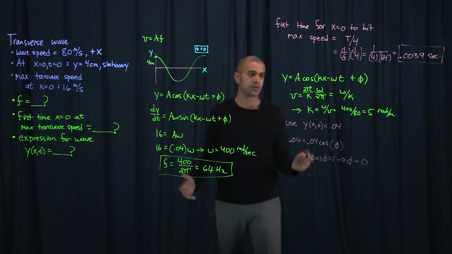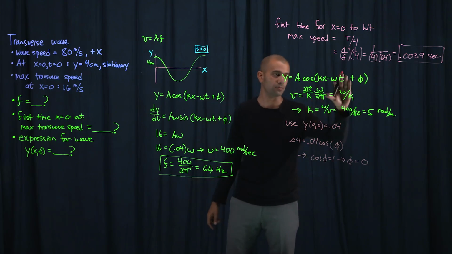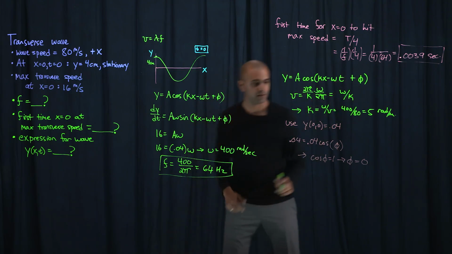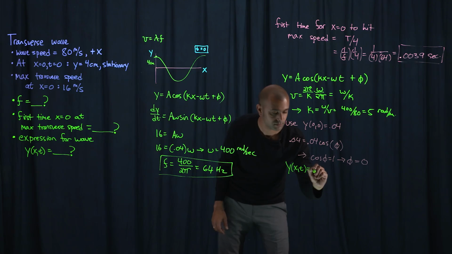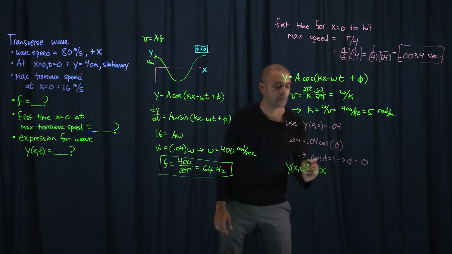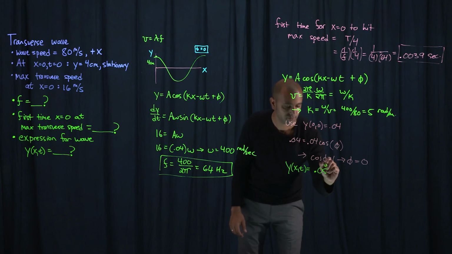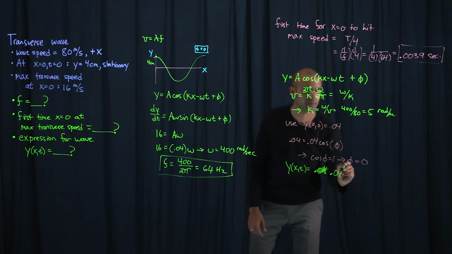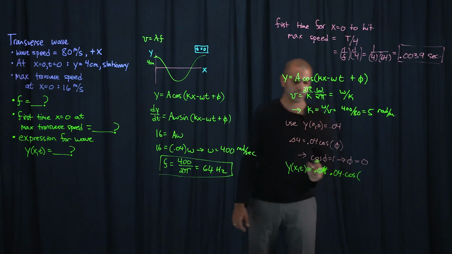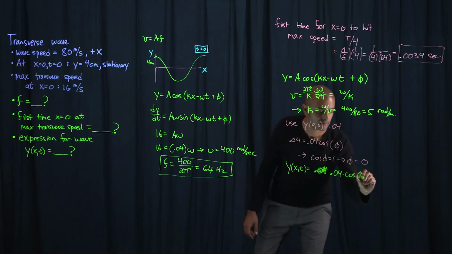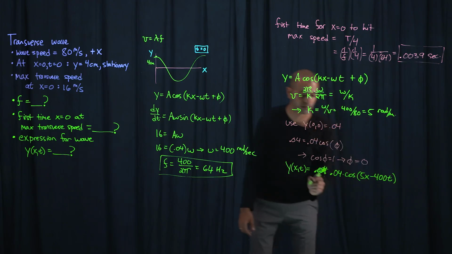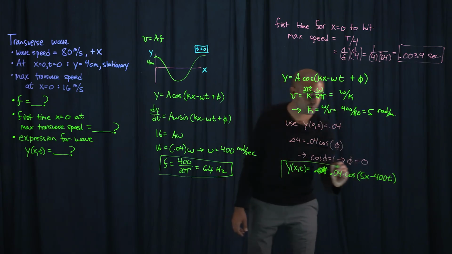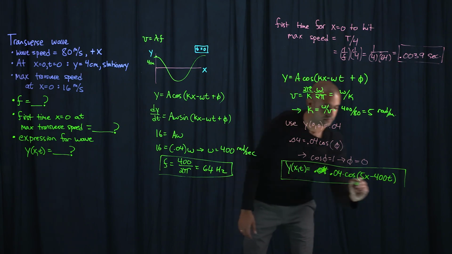All right. So this can be very naturally described by the cosine function because the phase goes away. The final expression for the wave is 0.04 times cosine. K is 5, and omega is 400, and then phi is 0. So the final expression for the wave is this guy right here.